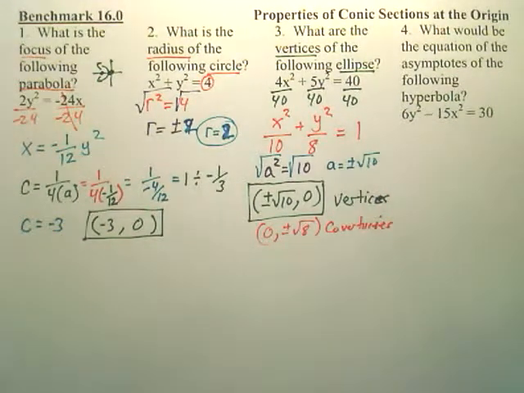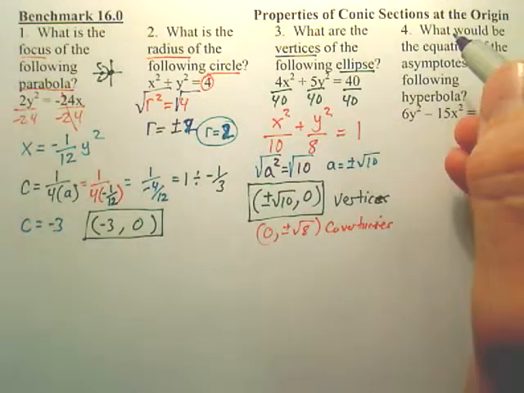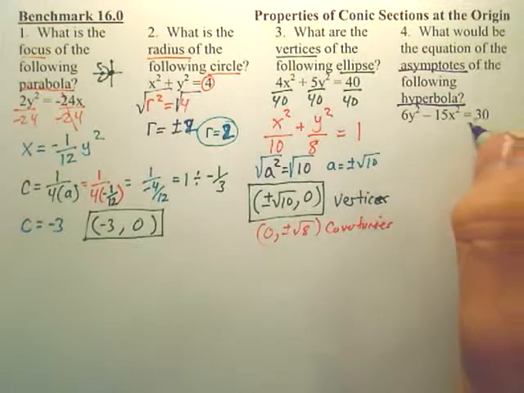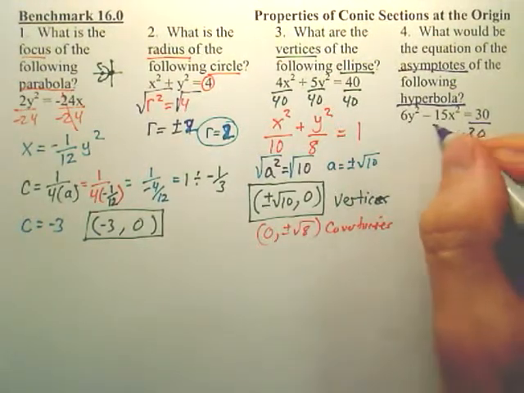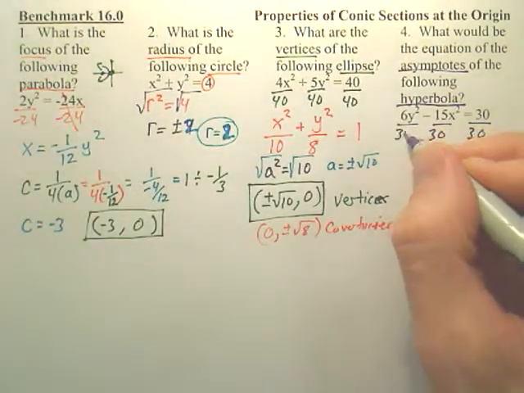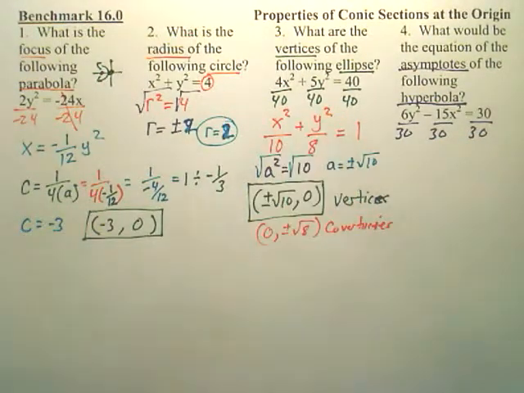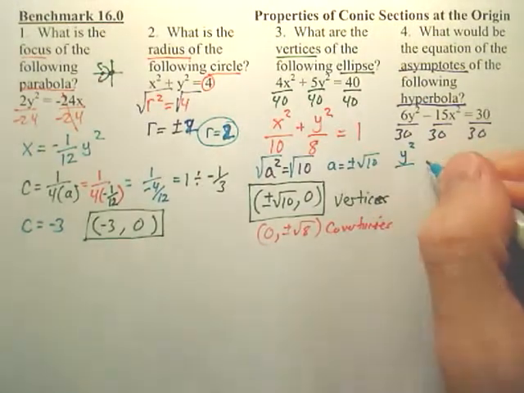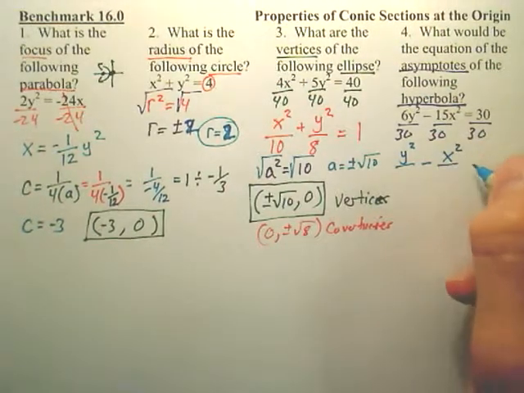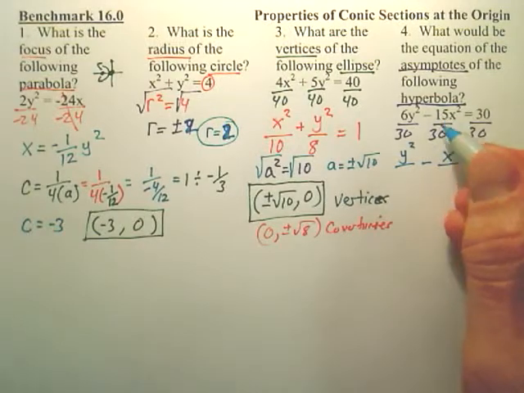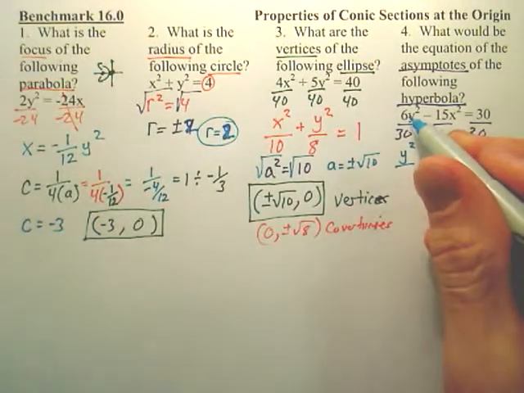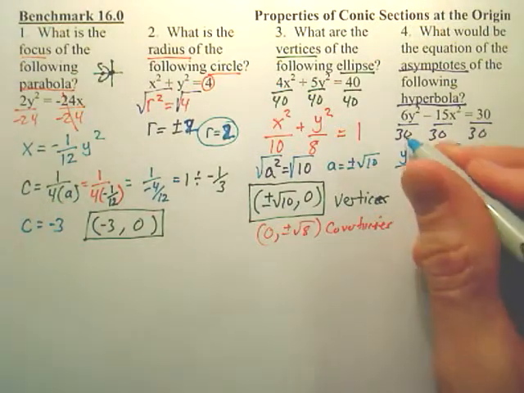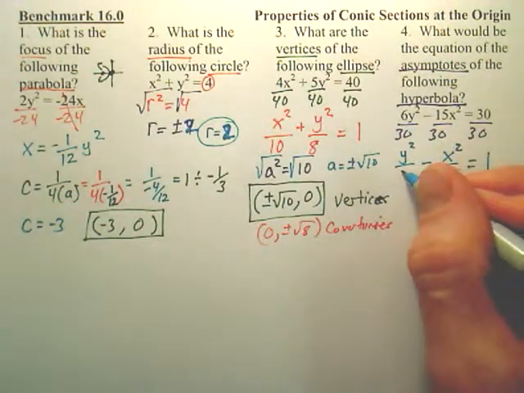Okay. Now, for number 4, I want the asymptotes of your hyperbola. First thing you need to do is divide everything by 30, just like you did over here. You've got to make this equation equal to 1. So we have y squared over 6 minus x squared over 15 equals 1, and when you reduce, 15 divided by 30 looks like a 2, and 6 goes into 30 five times.